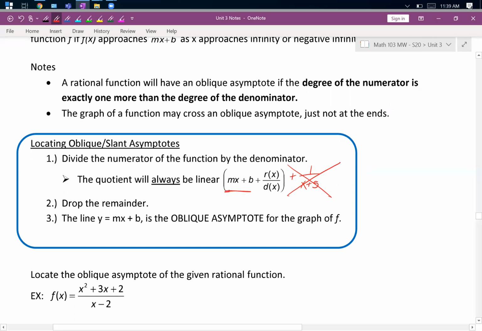And what we had before the remainder is going to be our oblique asymptote. Just don't forget to put y equals in front of it.